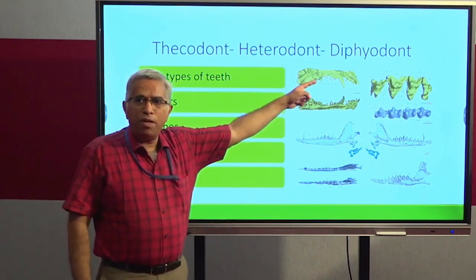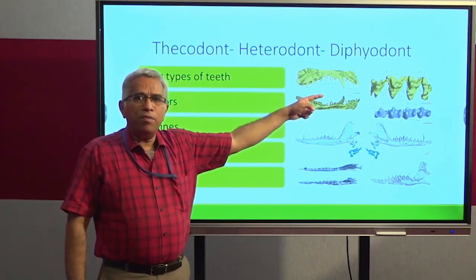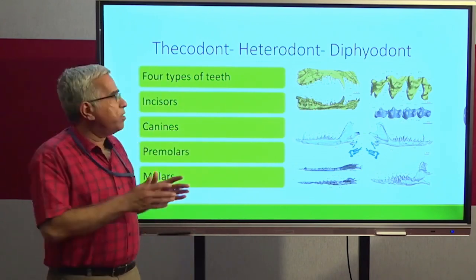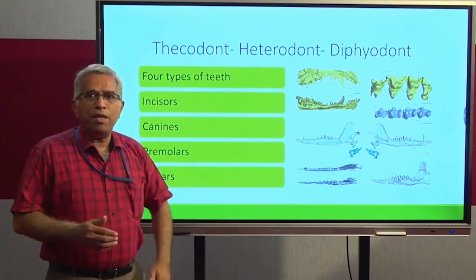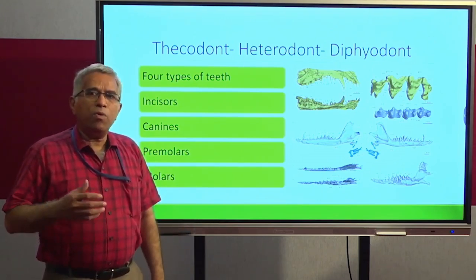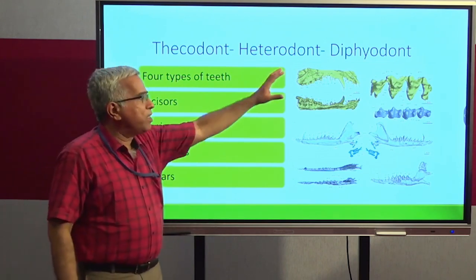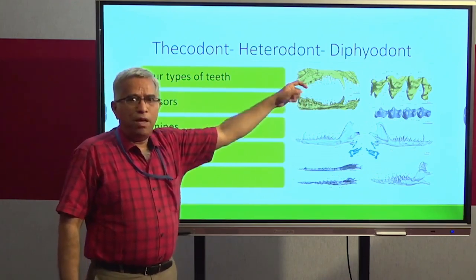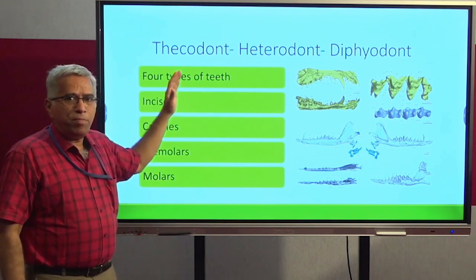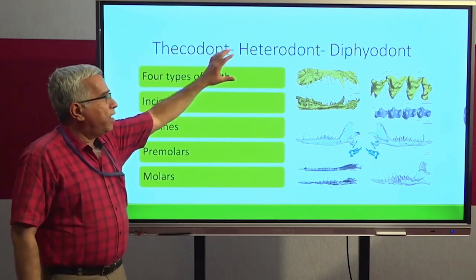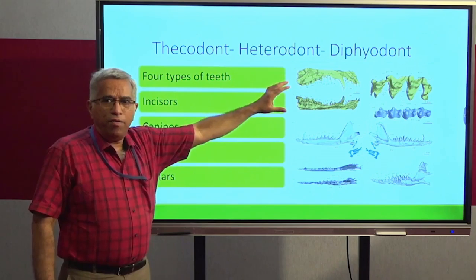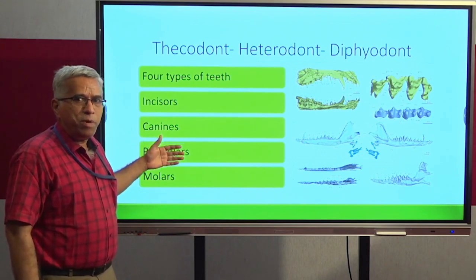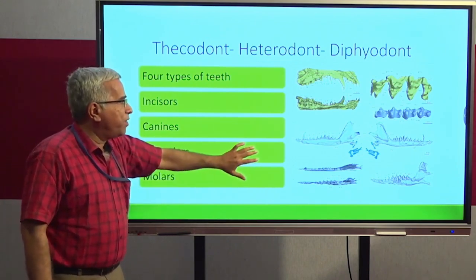And coming to the diphyodont dentition, all mammals will have 2 sets of teeth in their lifetime. The first set, which appears during infancy, is called milk dentition or deciduous dentition. That is followed by the permanent dentition. Like that, 2 sets of teeth arise in the lifespan of any mammal, hence that is called diphyodont. Let me sum up: thecodont dentition, heterodont dentition, and diphyodont dentition. And coming to the types of teeth, incisors, canines, premolars, and molars are the types of teeth present in the mammals.